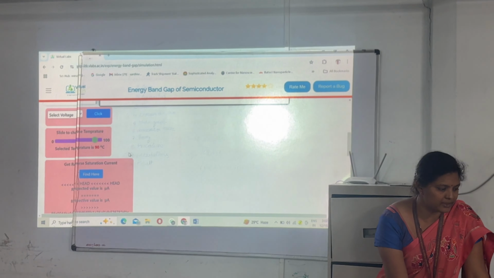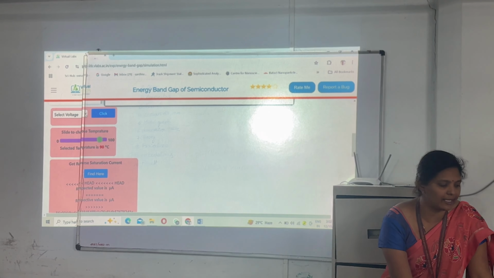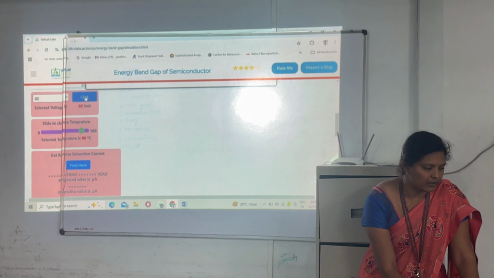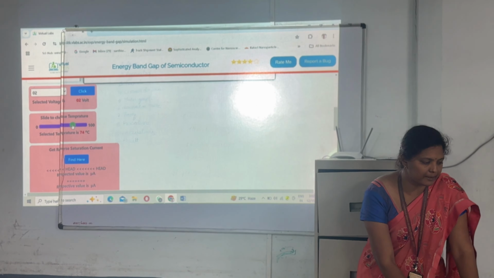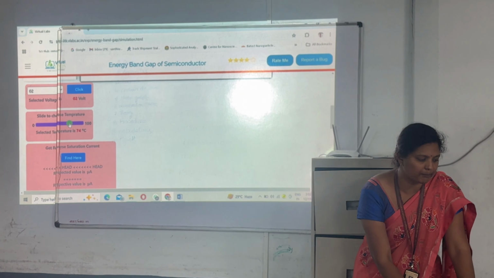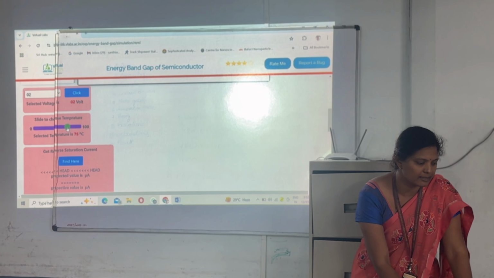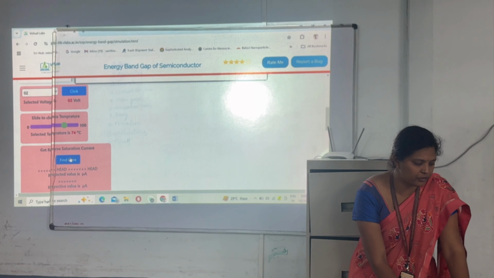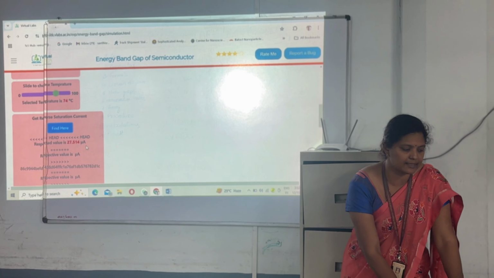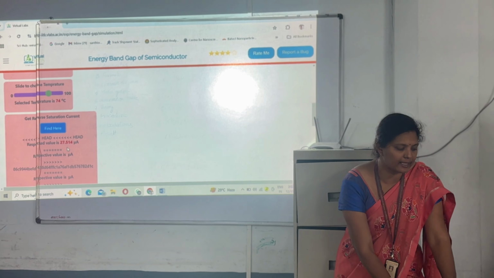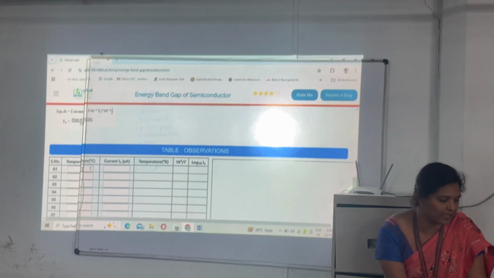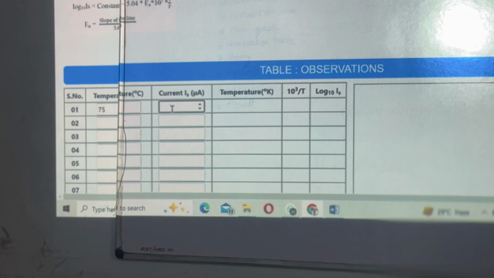If you see here at the bottom, let us select the voltage. We are selecting a voltage of 2 volts and we are taking temperature versus current. So let us start with a temperature of 75 degrees centigrade. Okay, and if you click this option, you will be able to get the current. See, for 75 degrees you got the current as 27.514 microamperes. So note it down.